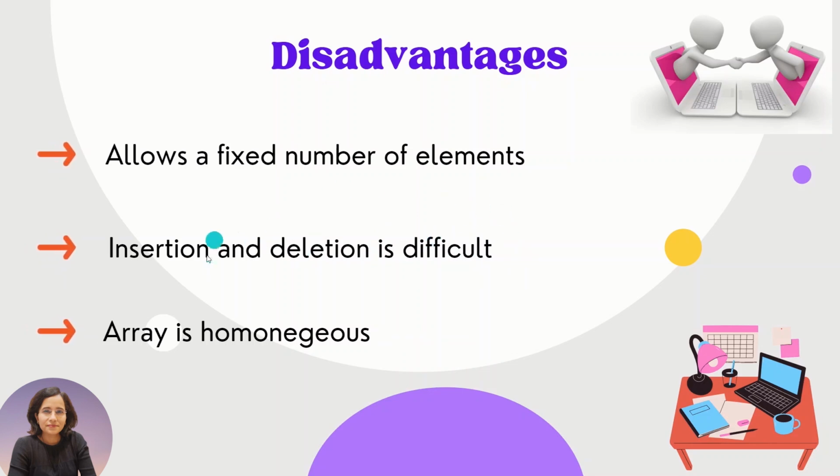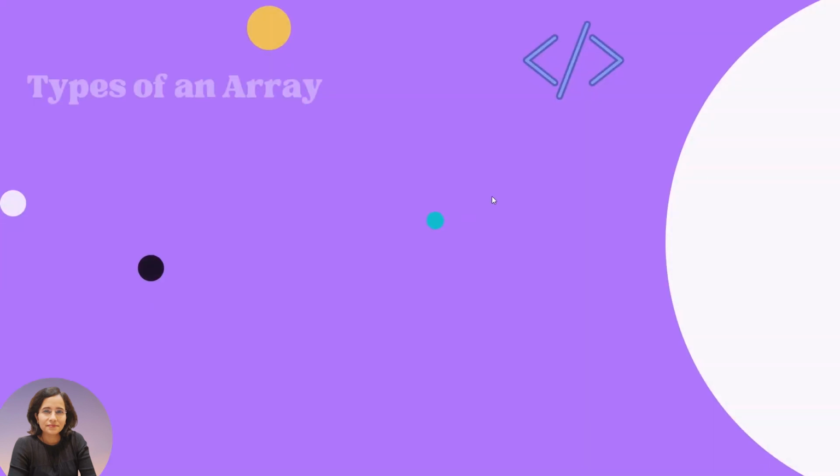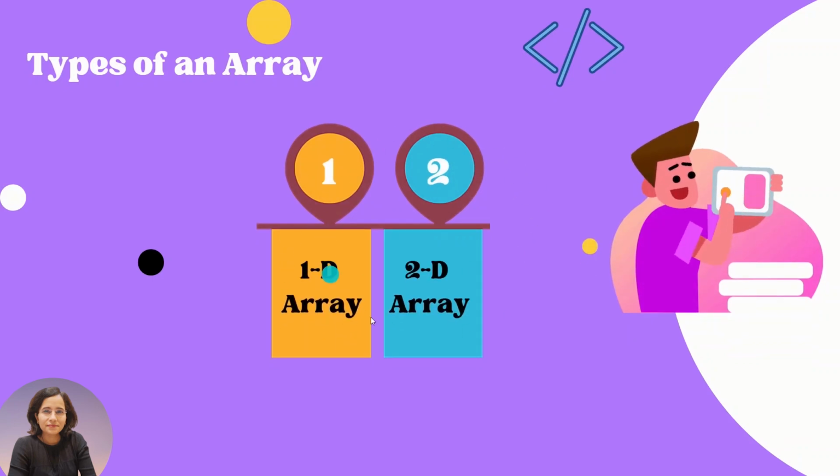If you want to insert an element or delete an element in the array, we have to shift the rest of the elements. An array is homogeneous, meaning it contains only similar type of data. We cannot mix different types of data in an array. If I am creating an integer array, we can store only integer data type. If I am creating a float array, I can store only float elements. Similarly for character.